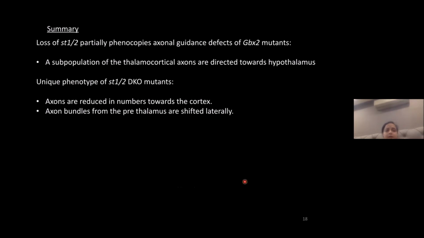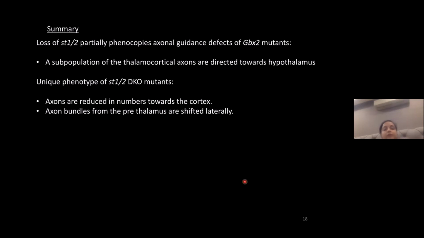To summarize my work, and something which I want to carry on as I'll share in my journey forward: loss of ST1, ST2 partially phenocopies the GBX2 mutant, not entirely, because some of the other mutant phenotypes we have not yet been able to correlate with ST1, ST2. Because GBX2 is a transcription factor, it might be influencing other molecules, which might contribute to its complex axonal guidance phenotype. But nevertheless, a part of it certainly phenocopies, in that the axons do not reach the cortex. And again, a subpopulation of the TC axons are directed towards the hypothalamus.